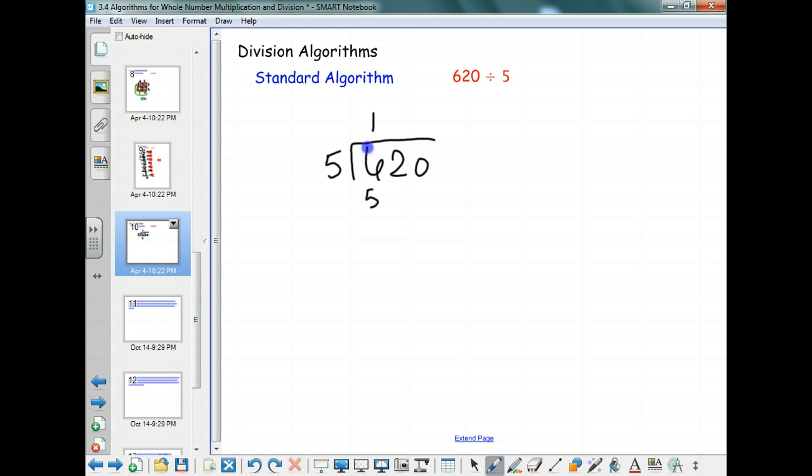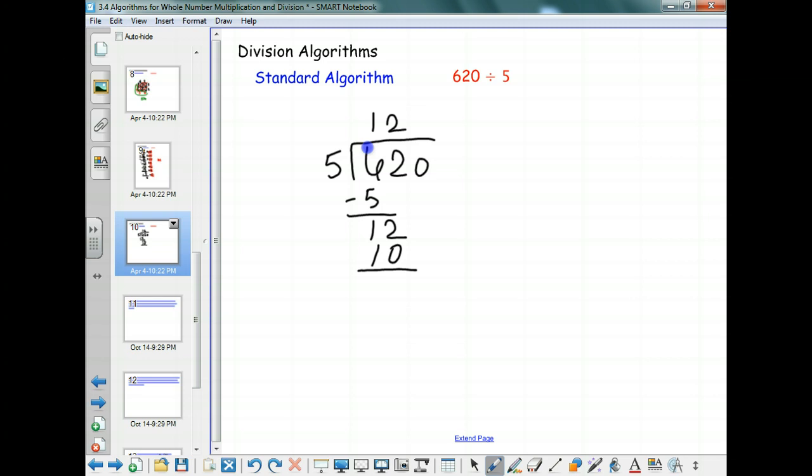It goes in 1 time, and you subtract. 6 minus 5 is 1. Again, I need to know my multiplication tables because I need to know how many times 5 goes into 12, which is twice. 2 times 5 is 10. Again, I need to know my multiplication tables to do that.